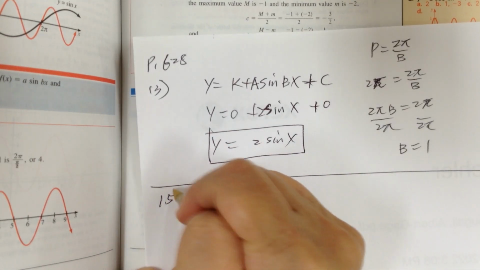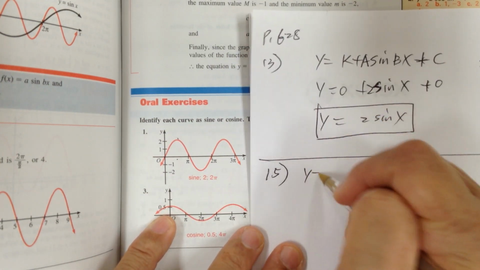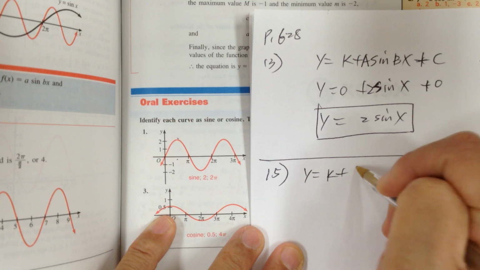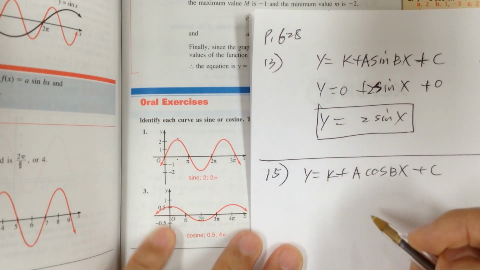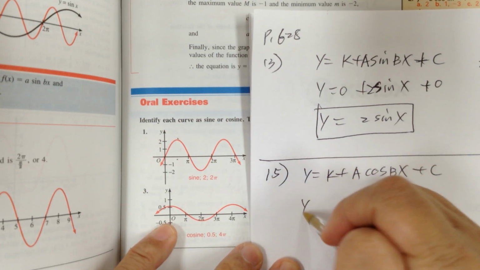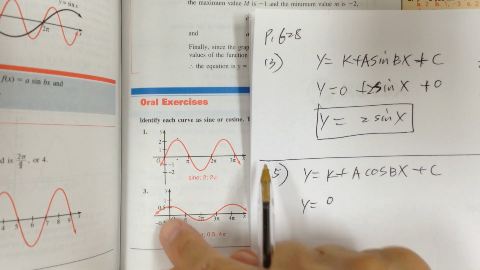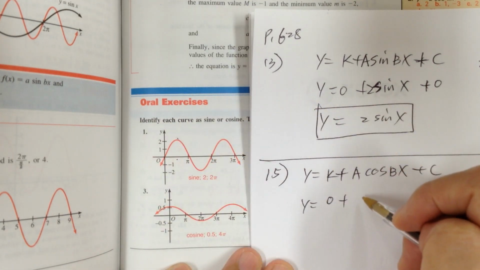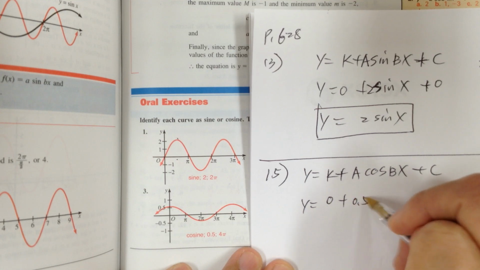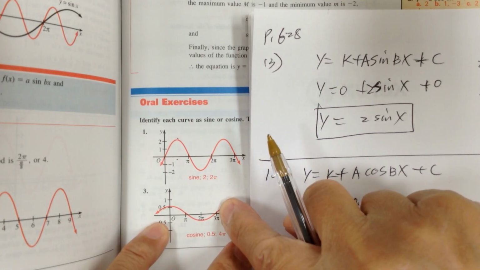Okay, number 15 would be number 3, this one here. So again, this would be cosine, so y equal to k plus a cosine bx plus c. In this case, the k, the center line, is equal to 0. Look at the center equal to 0. a is how much it goes up and down, it's 0.5. And for b, notice that 3 pi and 4 pi.